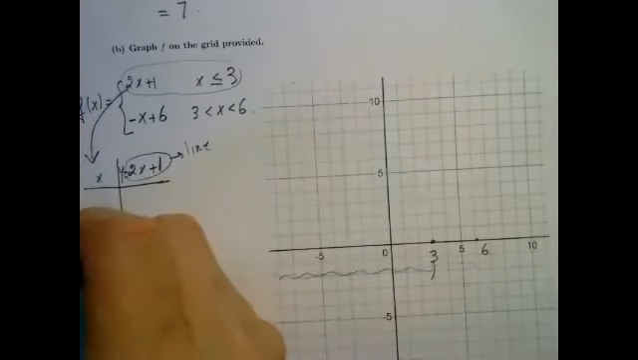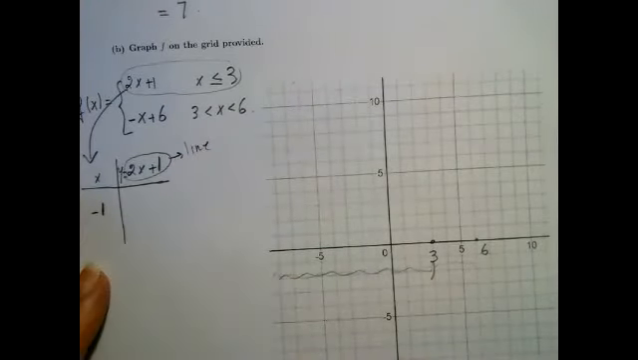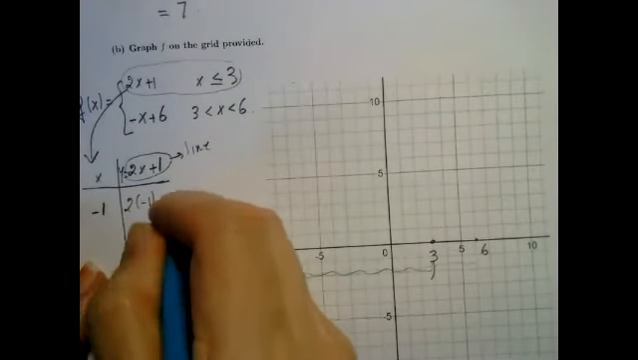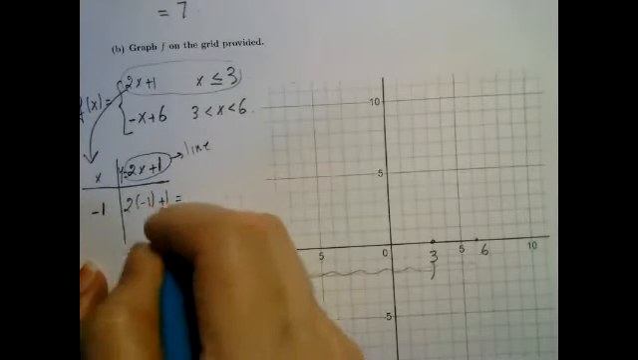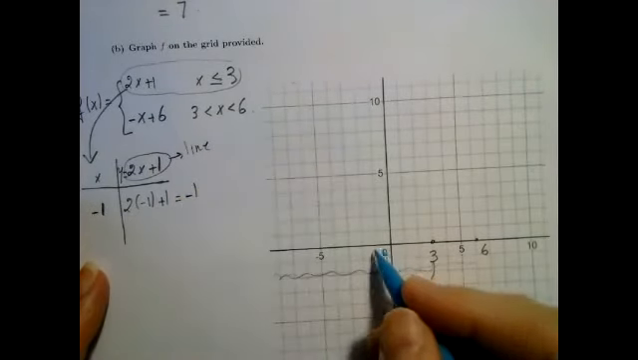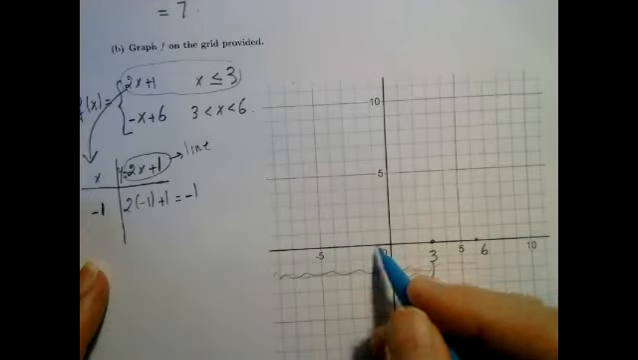Minus 1. Okay, I can do that. So this will give me 2 times minus 1 plus 1, which is going to give me minus 1. So at minus 1, I am here. That's my point, one of them.